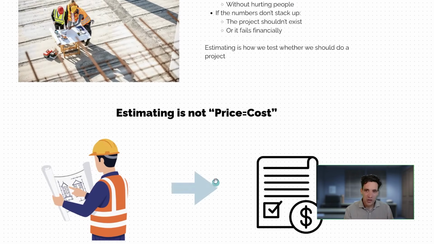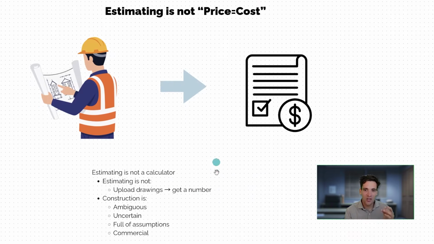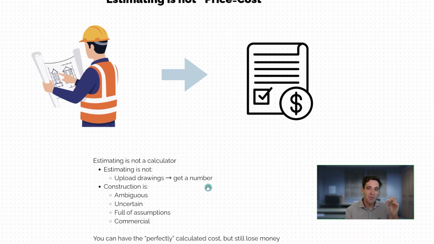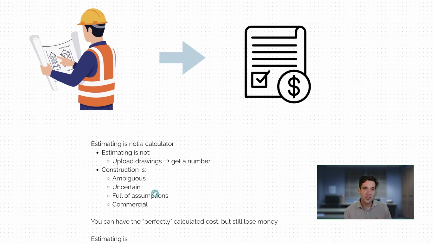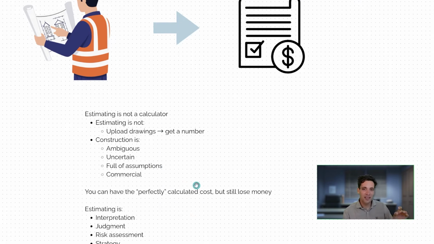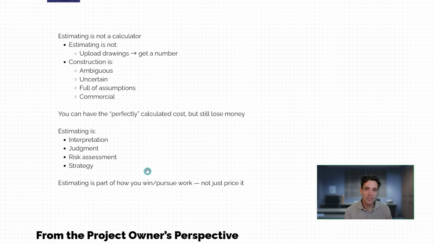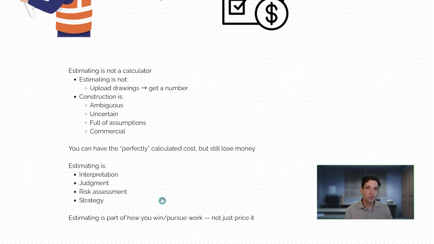Now, extending on this concept, estimating isn't a calculation process. It's not just taking a set of plans and specifications, plugging them into a calculator and generating a cost. Estimating is a much more complex process than this. As we all know, construction is ambiguous and uncertain. It's full of risks, assumptions, things that are clear, things that we don't know at the time of pricing, and it is highly commercial. You can perfectly calculate the cost to do a project, but ultimately still lose money on a project.